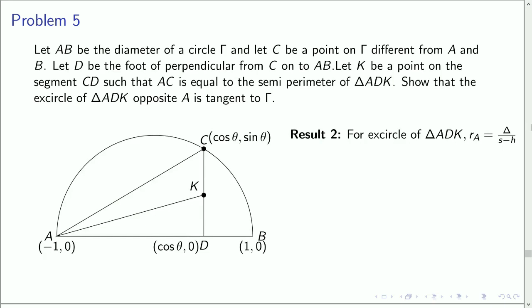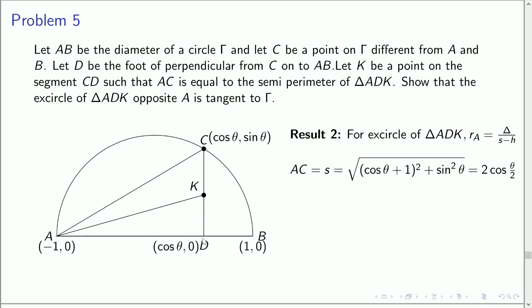So the X circle, we know the formula. It's delta by S minus S. So delta will be the area of this triangle AKD. We have to find this, and H is basically the height. Since we are looking at the X circle here, we have to know this side. The first result that we have is AC is given. It's the semi-perimeter of this. So AC equals what? It's, with the coordinates, the square root of cos theta plus 1 whole square plus sin square theta. So that's 2 cos theta by 2. So S equals this.